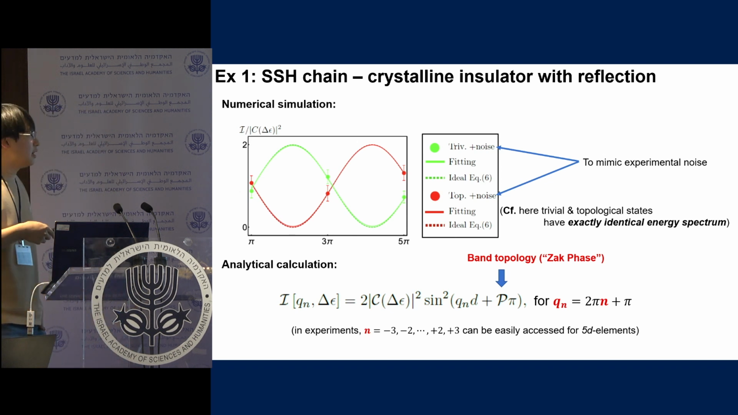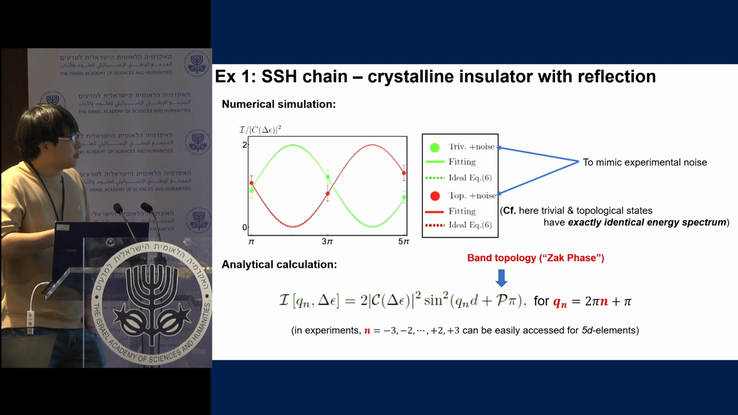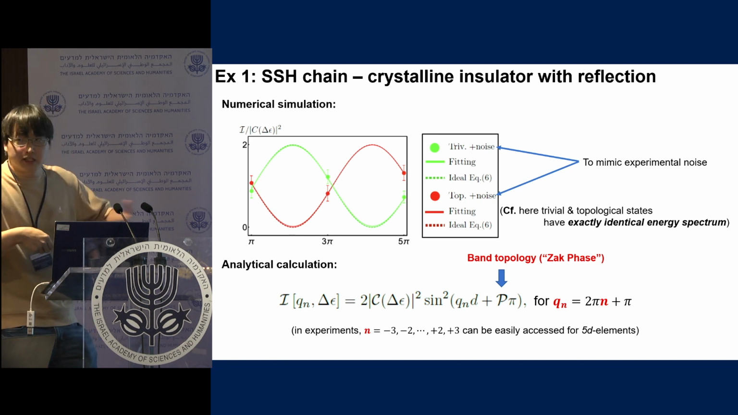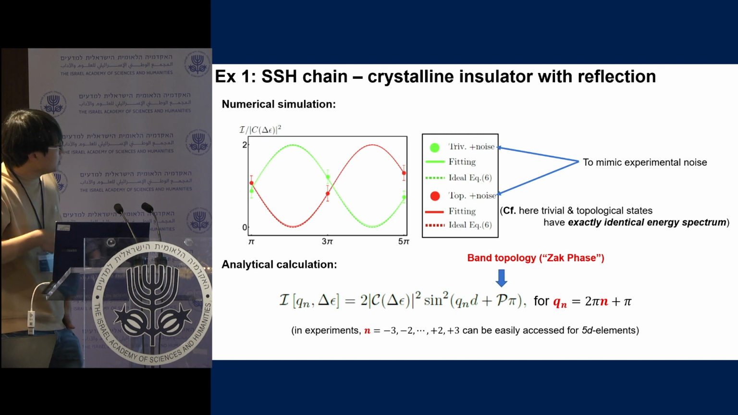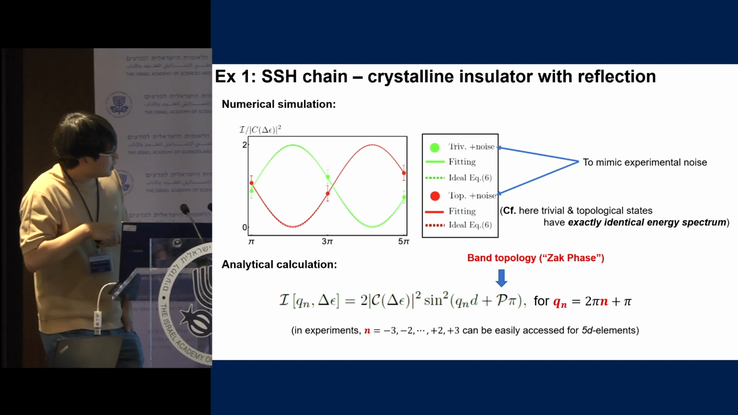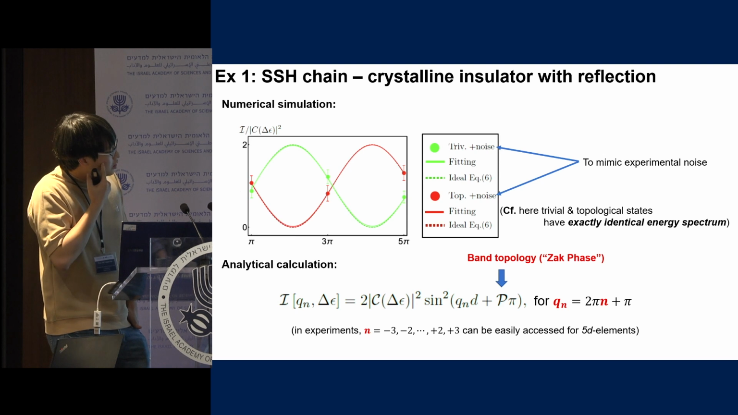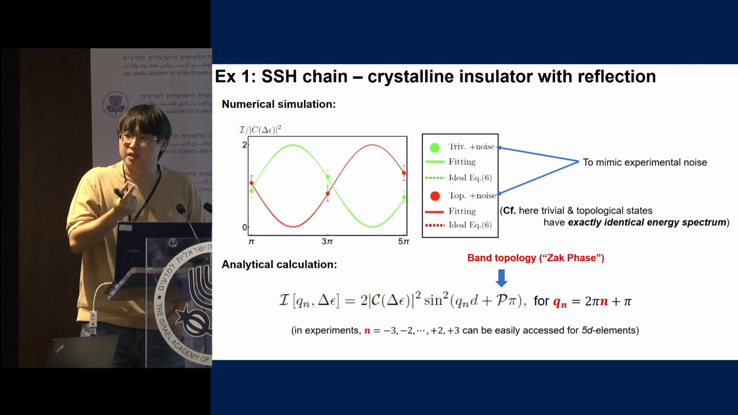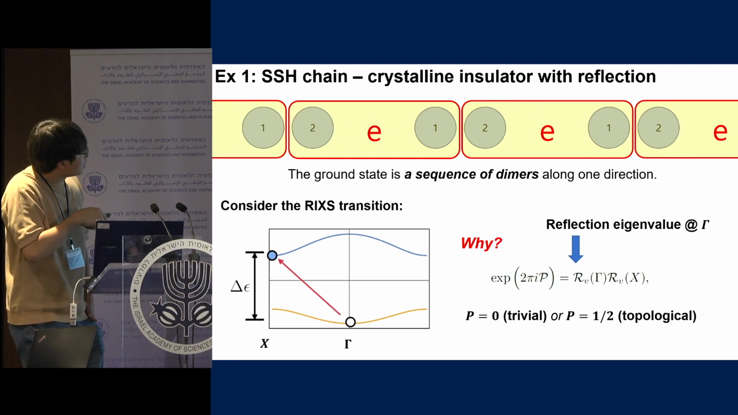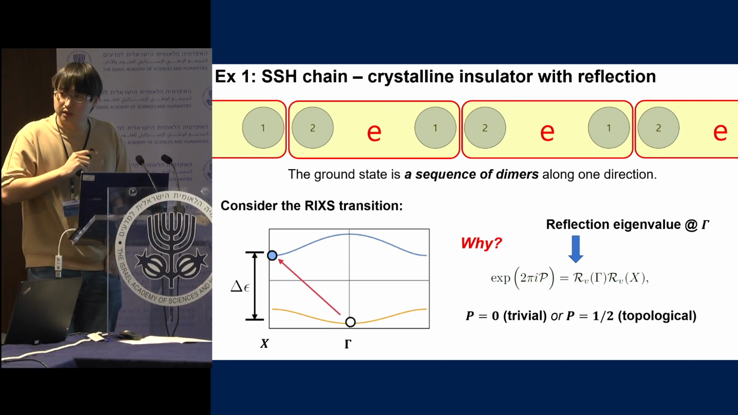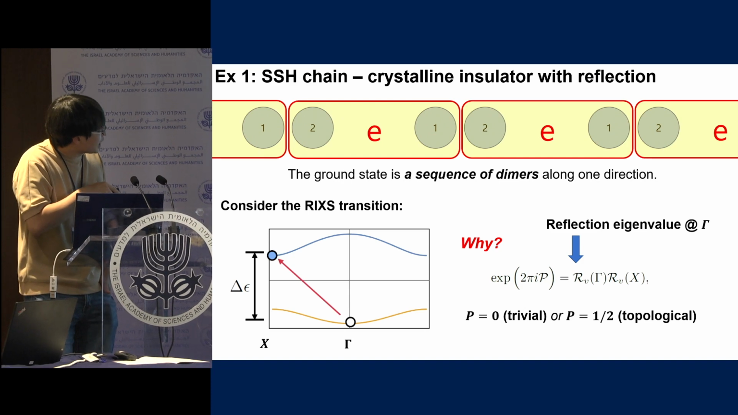RIXS allows large momentum transfers. For the 5d elements, I was told that n from -3 to 3 can be easily scanned in the experiment, so you can actually do the scattering experiment. So what's the meaning of D? D should be the distance between the A and B sublattices in the Su-Schrieffer-Heeger chain, the distance between these two.